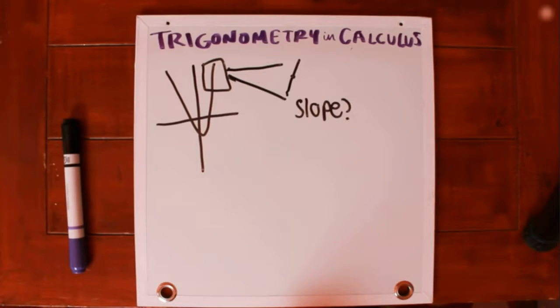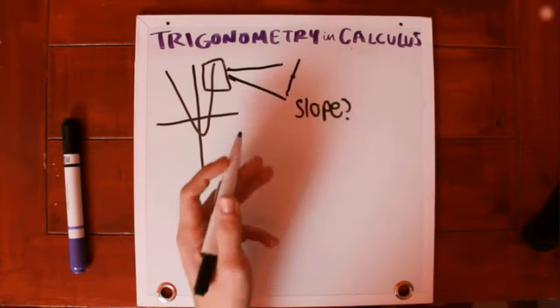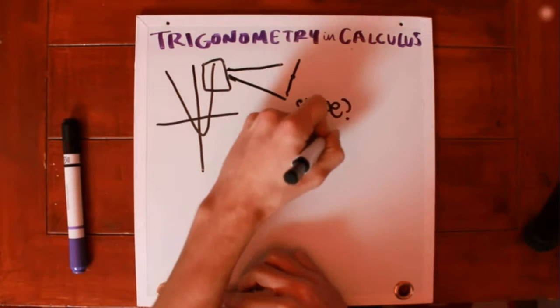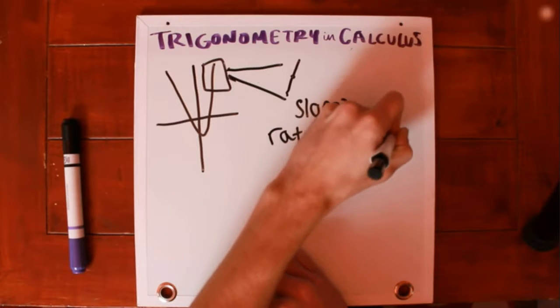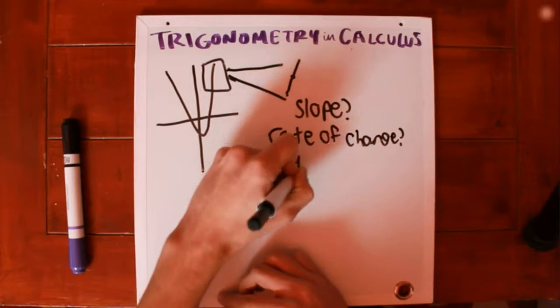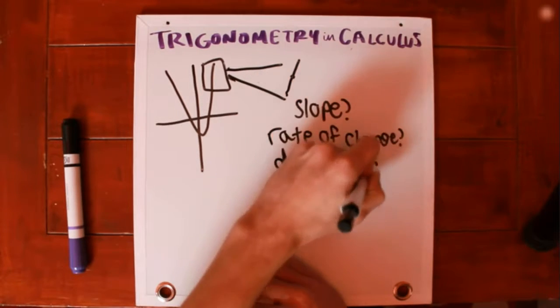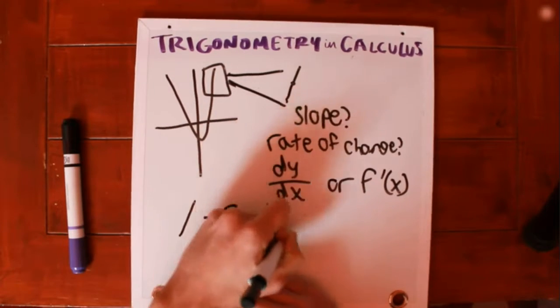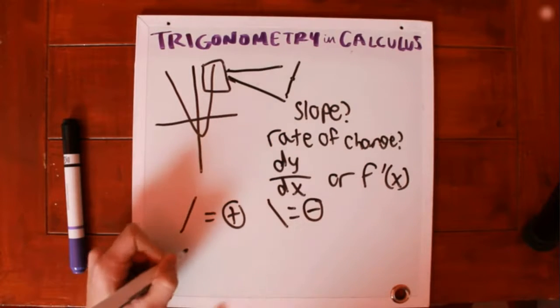One of the fundamental concepts of calculus is that you can measure the instantaneous slope of a line at a given point. Think of this as the rate at which the function is changing at one specific point. This is called a derivative, and we represent it with dy over dx or f prime of x. If the function is increasing at the point measured, the derivative is positive. If the function is decreasing at the point measured, the derivative is negative.